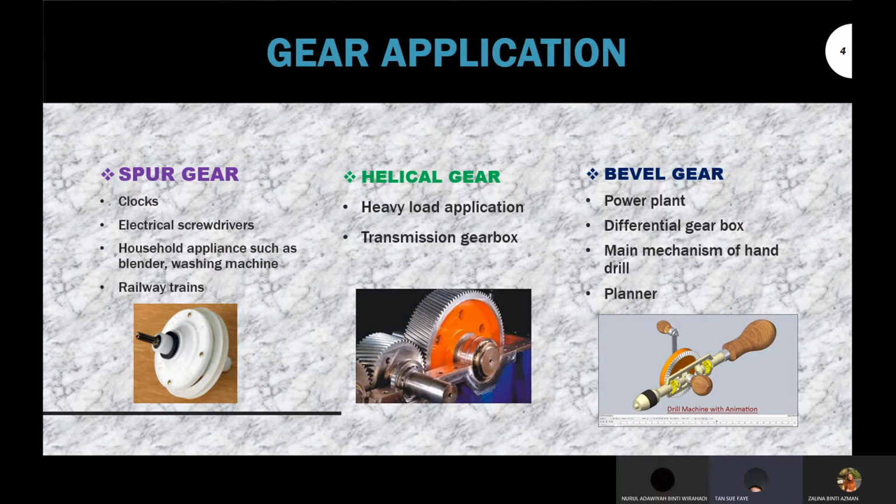And then the next one we have the helical gear. The helical gear is usually used for heavy load applications and the transmission gearbox. The image below is the gear for the transmission gearbox. And the last one we have the bevel gear. The bevel gear is used for the power plant, differential gearbox, main mechanism of hand drill and the planer. And the image is the gear for the hand drill.